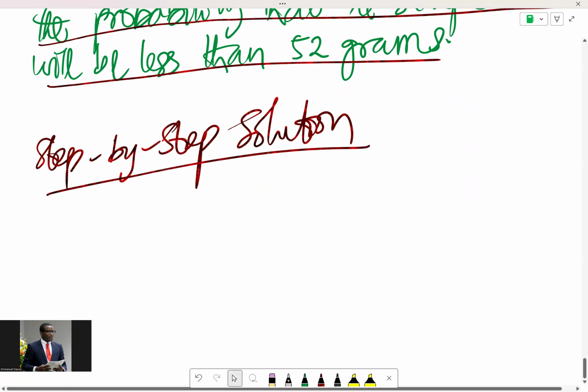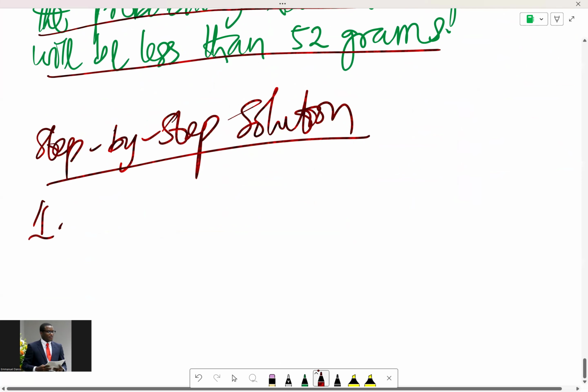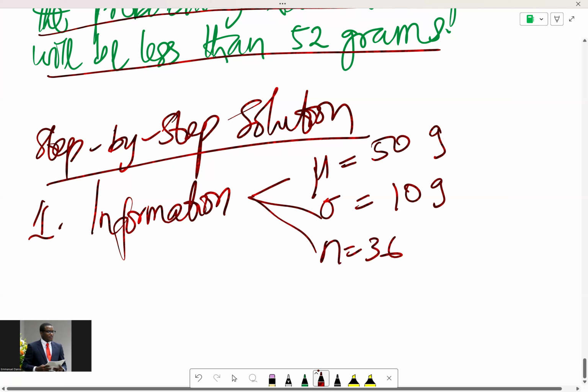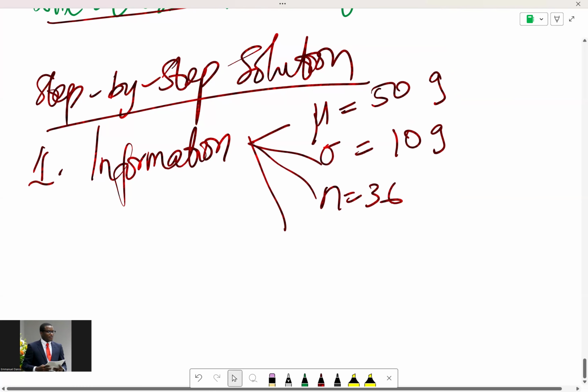Number one, what do we have? Given information: first of all, we have the population mean, which is 50 grams. We have the population standard deviation, which is 10 grams. Then we have the sample size, that's 36, that's n. And then we need to find P such that X bar is less than 52. Okay, so we need to find this. Now this is the sample mean.